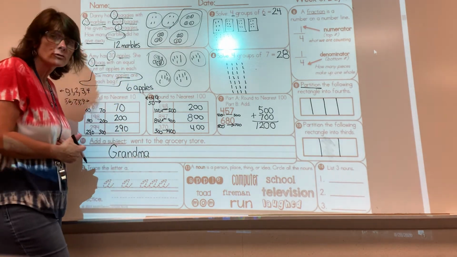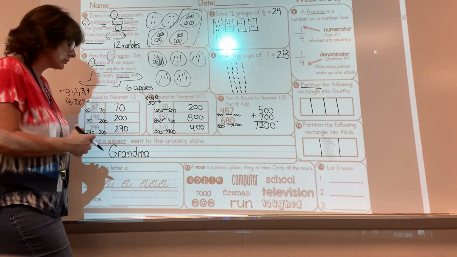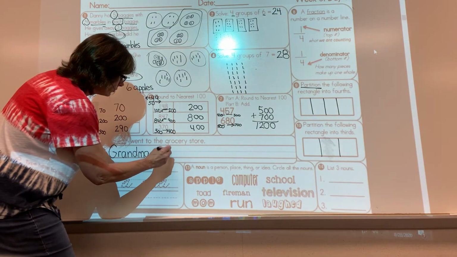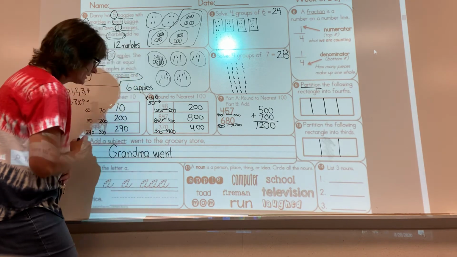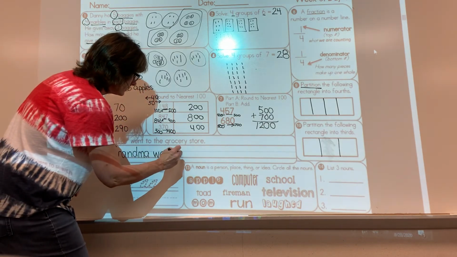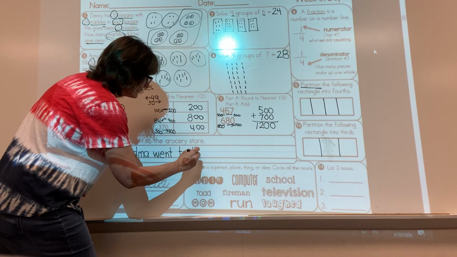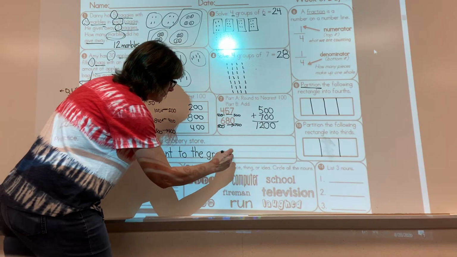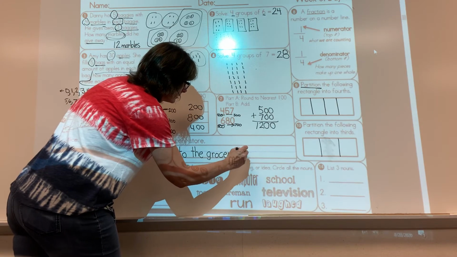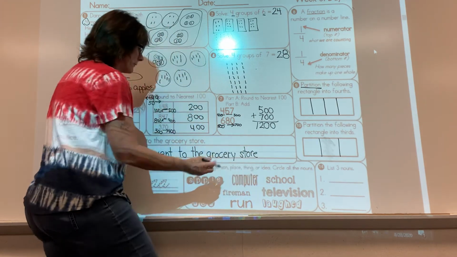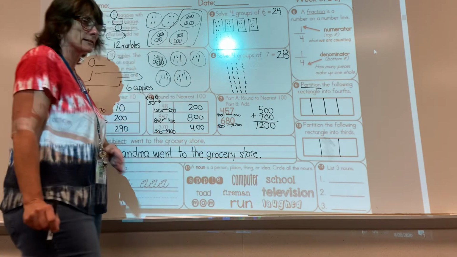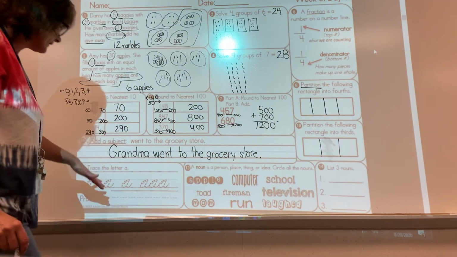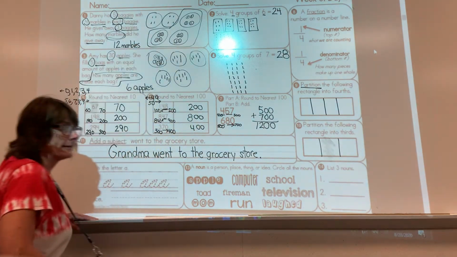Sierra went to the grocery store. Mike went to the grocery store. So you would write the whole sentence there. Make sure you put a capital. Went to the grocery store. And make sure you put an end mark on your sentence. We're practicing good sentences. And then the next part is handwriting.